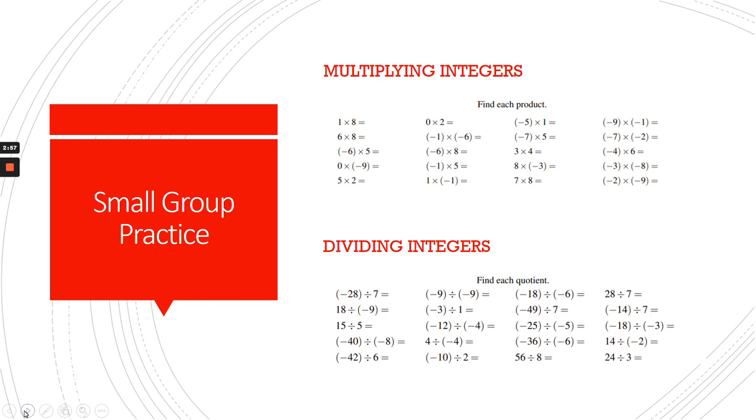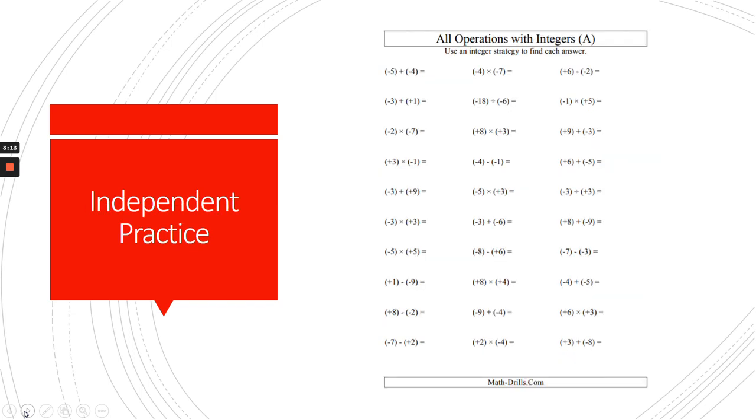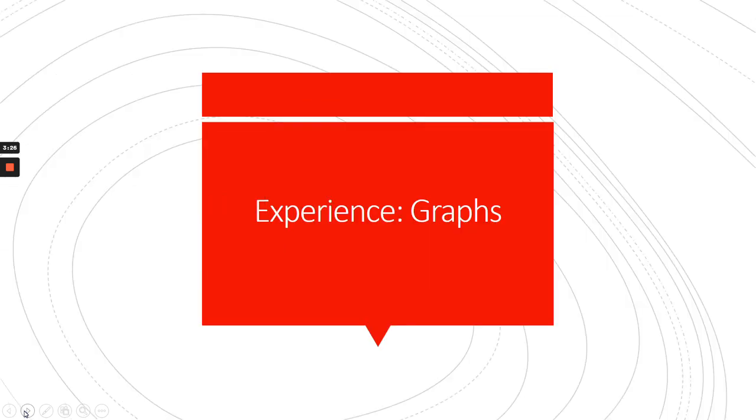In this case, we'd give them 2 different worksheets, multiplying and dividing integers, because the rules are the same for both. Let them work on those in the small group before coming back to the whole group and getting the answers and going over the answers together. Then we would do a little bit of independent practice with some mixed operations where students have to pay attention to the addition, subtraction, multiplication, or division sign before we move on to experiencing graphs.